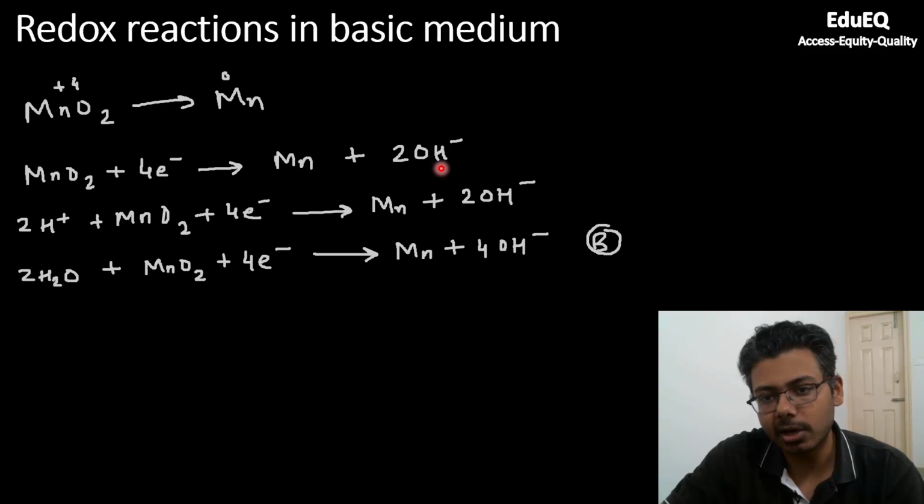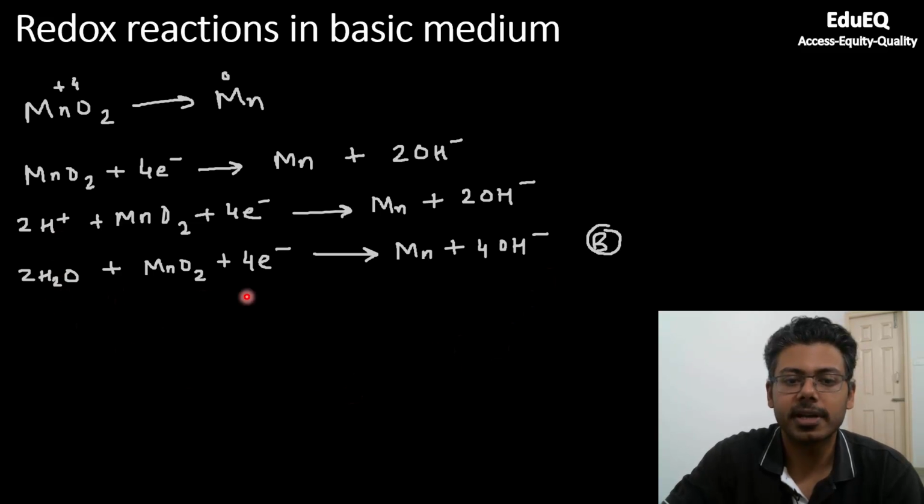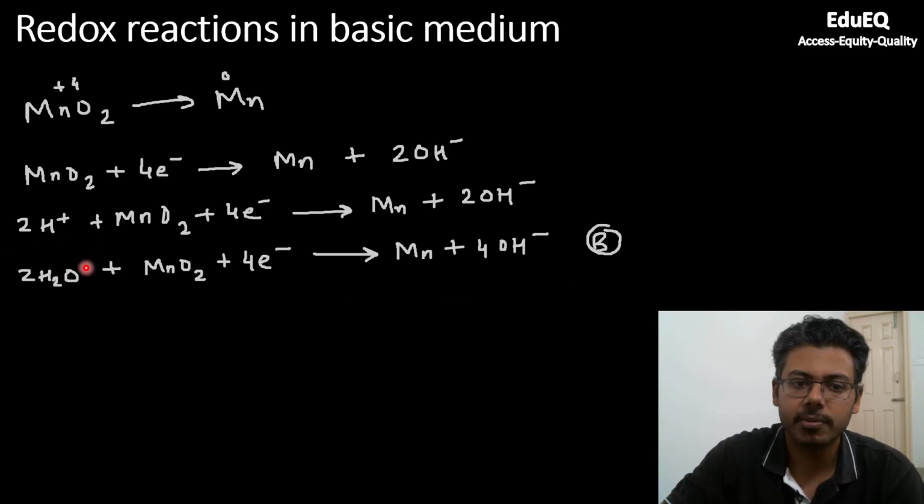But to balance hydrogen, because the left-hand side has no hydrogen, you have to add 2 H plus. And same thing, since there are 2 H plus, you add 2 hydroxide ions on both sides of the reaction, on the reactant side and also on the product side. So when you add 2 OH minus, you know H plus plus OH minus will be water.